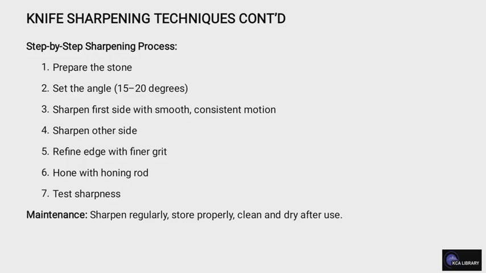Looking at the knife sharpening technique, again, we have the step-by-step process of sharpening. The first one is to prepare the stone. Next is to set the angle at possibly 15 to 20 degrees. And then you sharpen the first side with a smooth, consistent motion. And then you sharpen the other side.